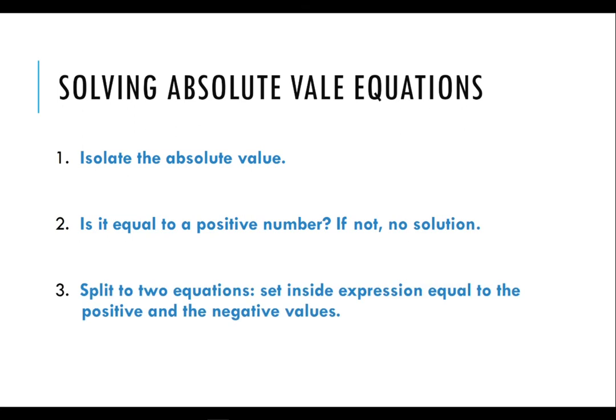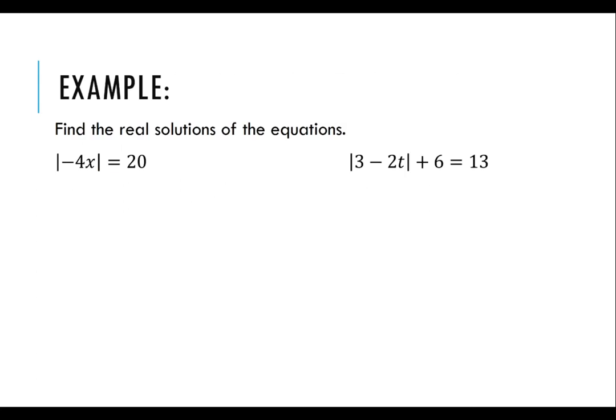If it is equal to a positive number, then we're just going to set it up to solve. But what happens? Well, you're actually going to end up getting two separate equations. One where the stuff in absolute value is equal to the positive number, and one where the stuff in absolute value is equal to a negative number. And then you're going to solve those two equations independently. So let's find the real solutions of these equations.